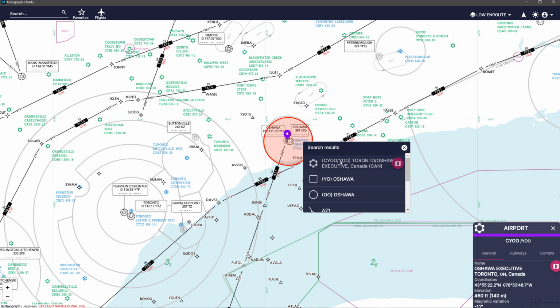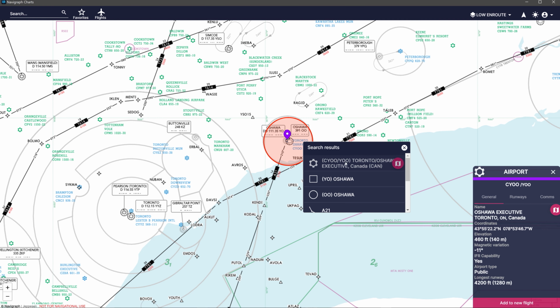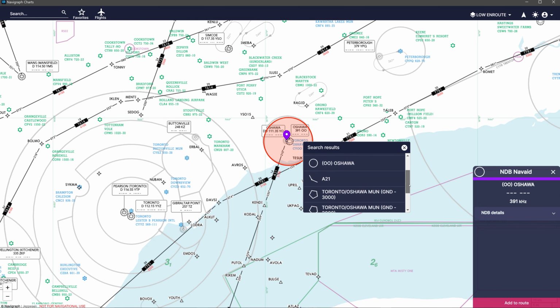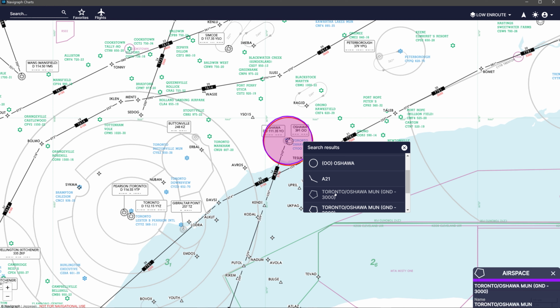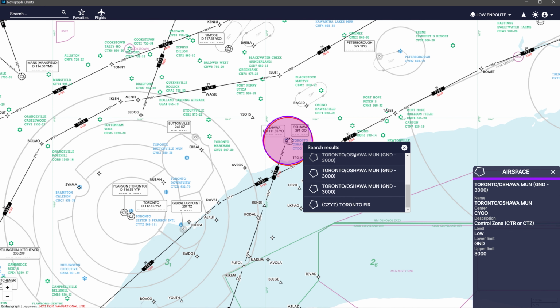So in this case, we have Toronto Oshawa Executive Airport, so we can just click them in here. We also have a DME, distance measuring equipment, so there is no VOR there, just a DME. And we also have an NDB, which, the further north you go, the more likely they are to still be using them. We also have an airway, A21, and then you get into some airspace regions. You have the Toronto Oshawa ground, and you can see that they control from ground to 3,000 feet, and they are on the low en route maps.